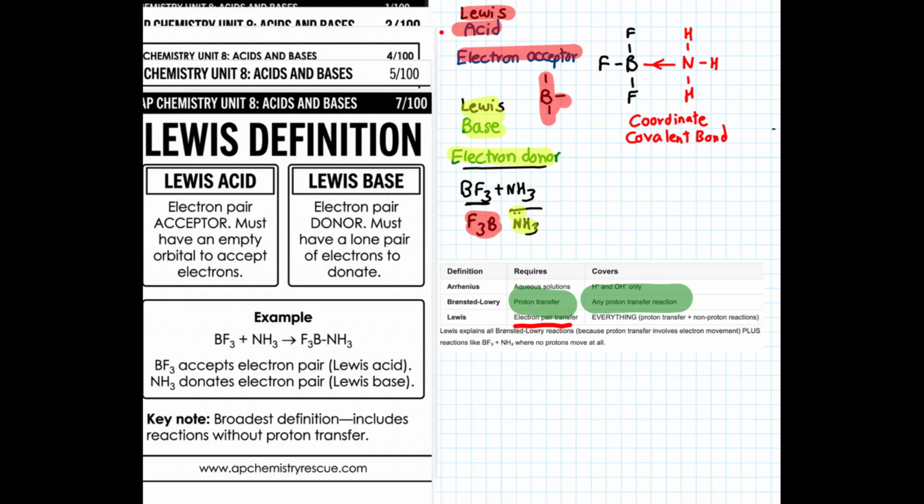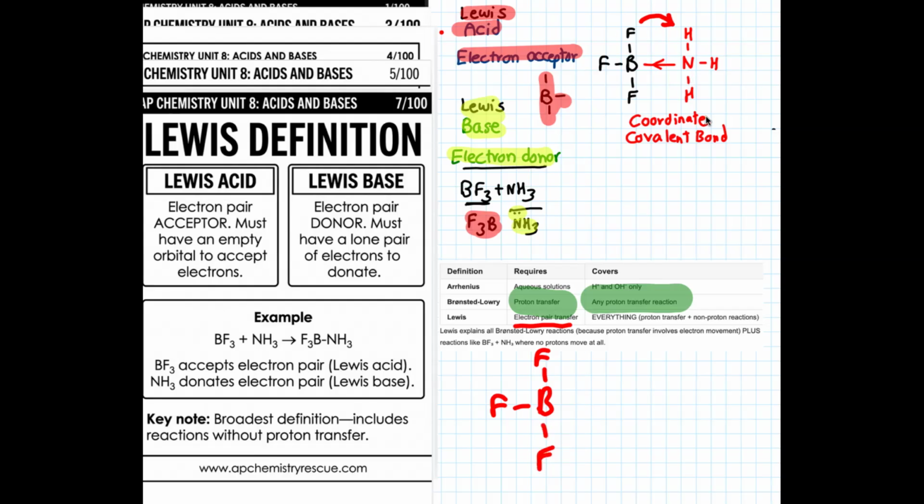Because with the Brønsted-Lowry, I cannot explain BF₃ and NH₃, because there is no proton moving. This is an acid and this is a base. I don't have a proton that moves from BF₃. There is not even a proton in the BF₃ structure. So how will you explain it with Brønsted?